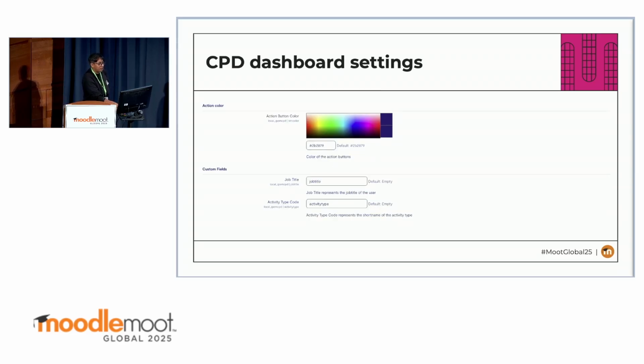Action colors, so button colors, and also we've introduced custom fields. We've only introduced one custom field for now. So in the CPD portfolio, if somebody wanted to include what their job title is, in this case, they've added a custom profile field. We've mapped that profile field so that it appears when they publish the CPD, and it comes up that this is who it is, and the name of the person, and their job title, and the published date.